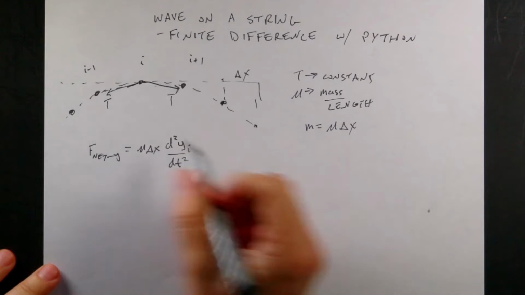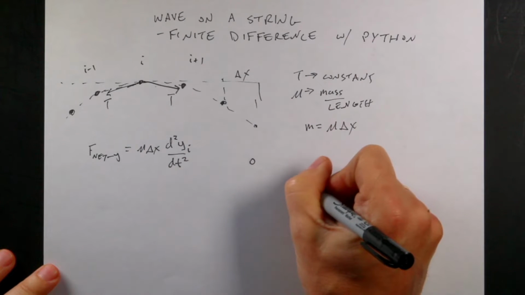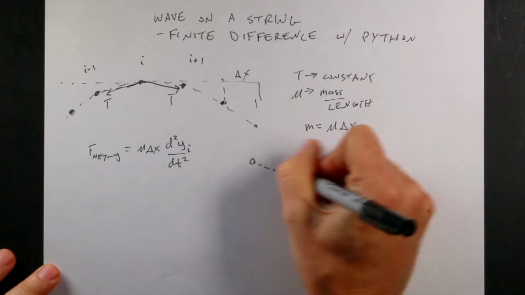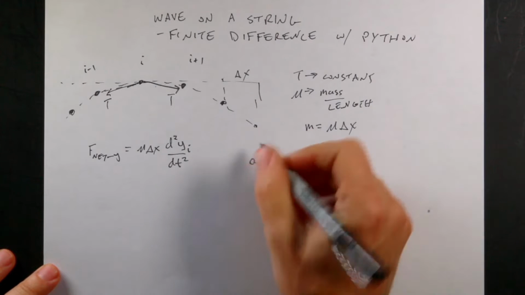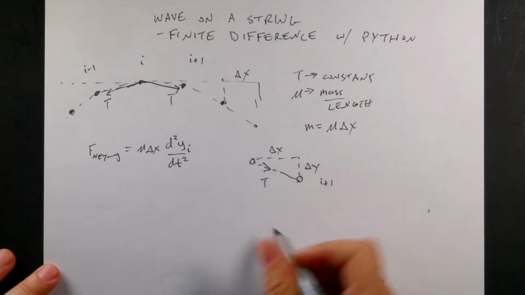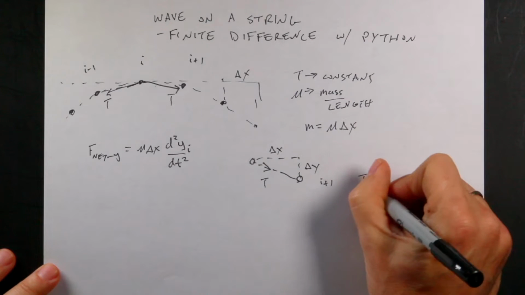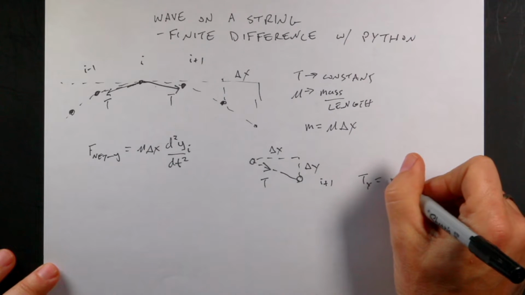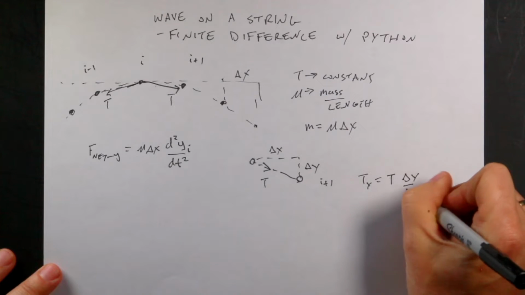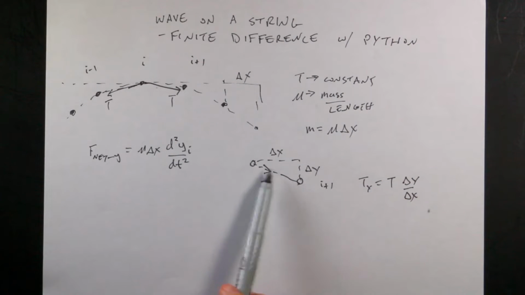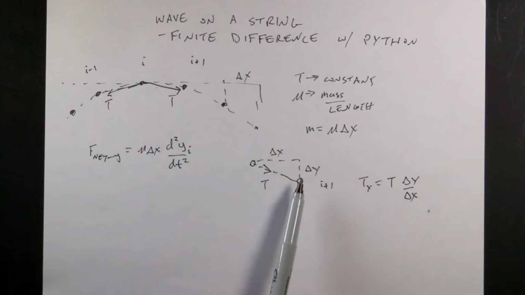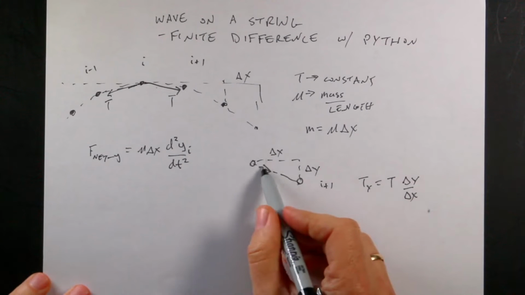So let me just draw these two masses right here. Here's the mass i. Here's the mass i plus 1. And I have the tension along that line. So if that's the case, this is delta x. This is delta y. So I can write Ty as T, the constant tension, times delta y over delta x. It's the ratio of that. That's a slope, right? And that will give me the y component. Now this only works for small angles, so this angle right here has to be small.